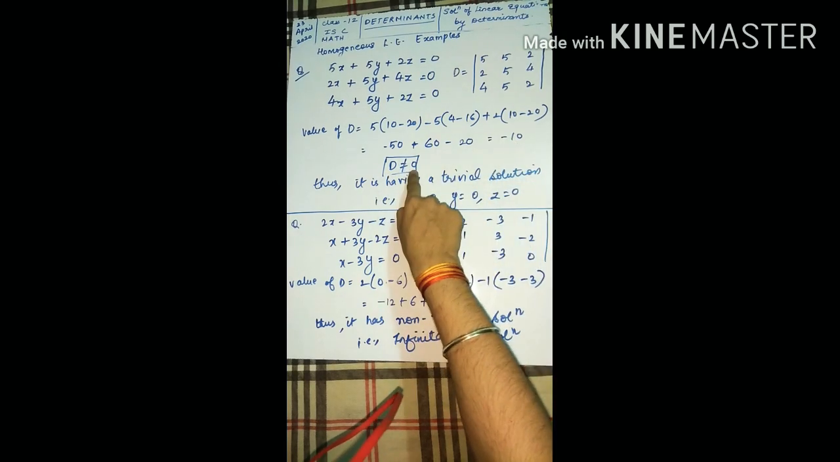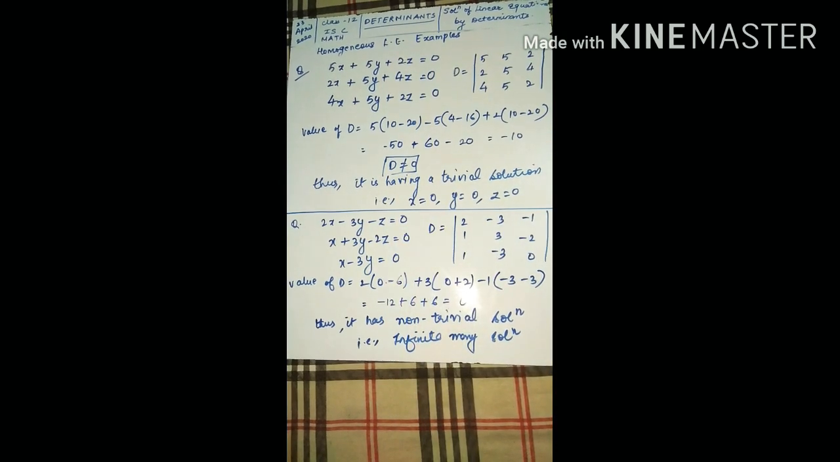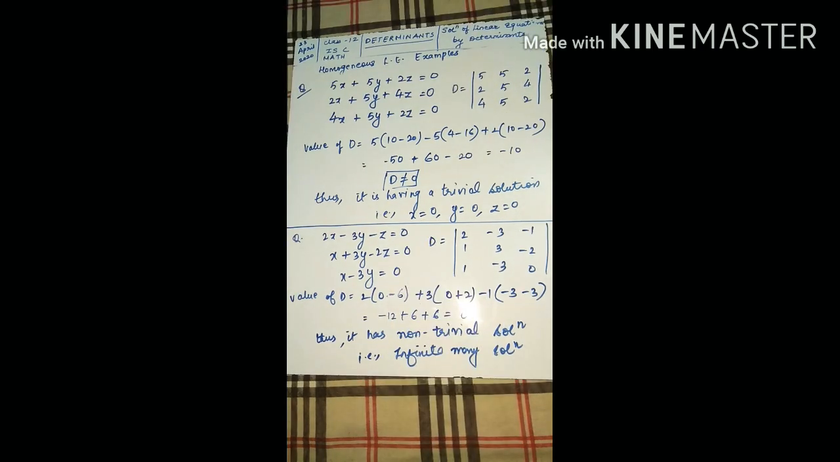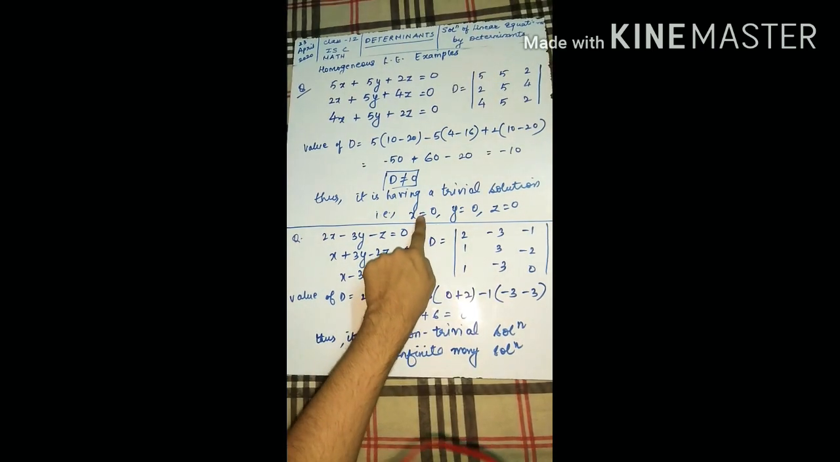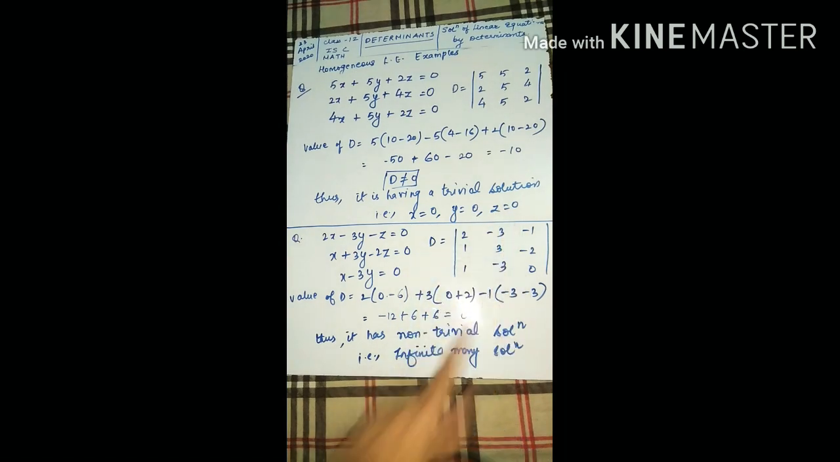Now if D is not equal to 0, remember the condition for consistency in the homogeneous linear equation. If you don't remember, then go back and see the conditions, because those conditions are very important, you have to keep them in mind. So if D is not equal to 0, it has a trivial solution, and from here we can conclude that x is equal to 0, y is equal to 0, and z is equal to 0.